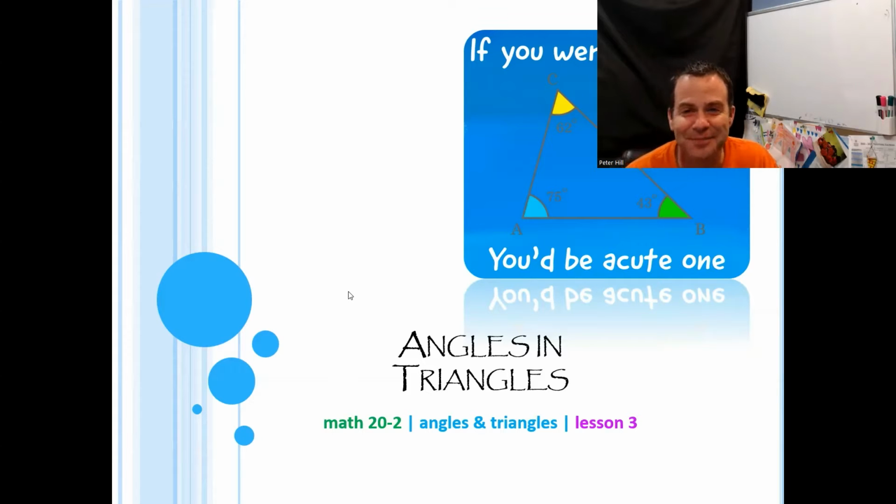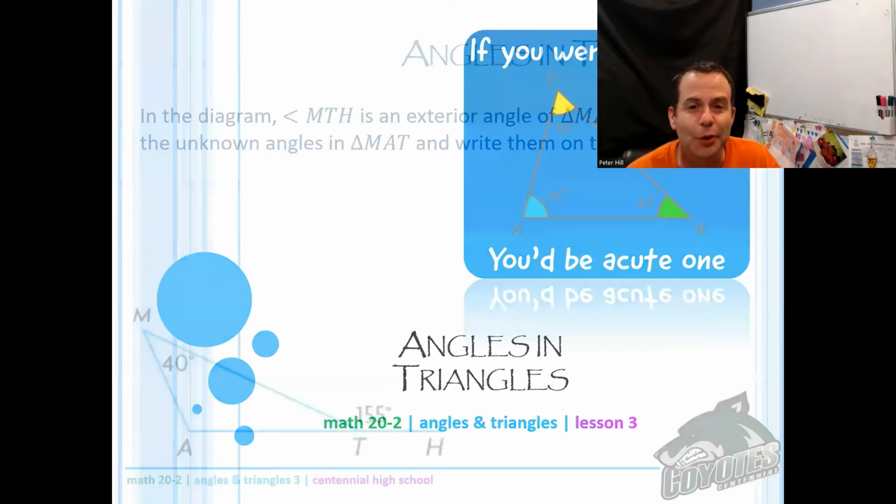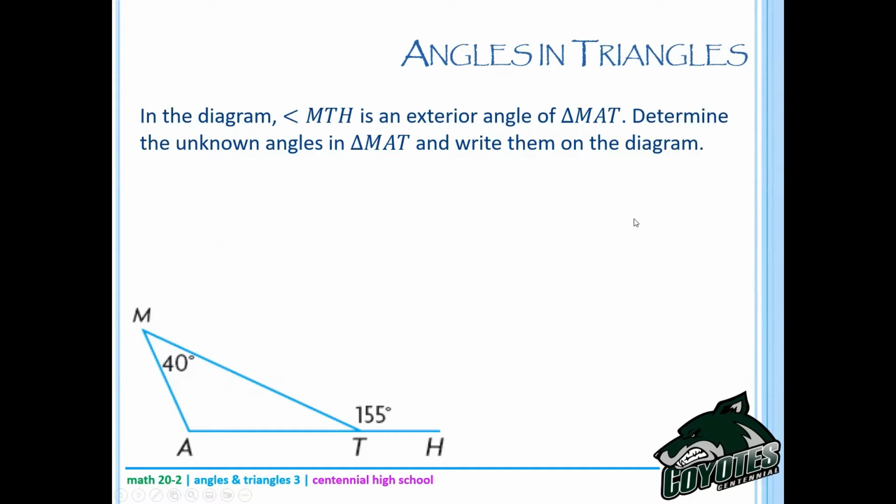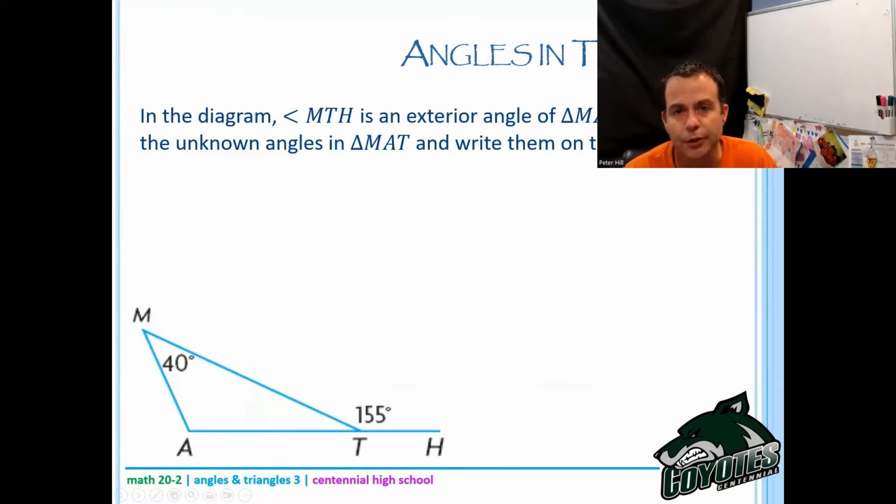Good work. All right. So in the diagram, angle MTH is an exterior angle of triangle MAT. I'm just going to hide myself for a sec so you can read those words. Determine the unknown angles in triangle MAT and write them on the diagram. I know I've said this in other videos, but just so that we are all on the same page here, I want to just review.